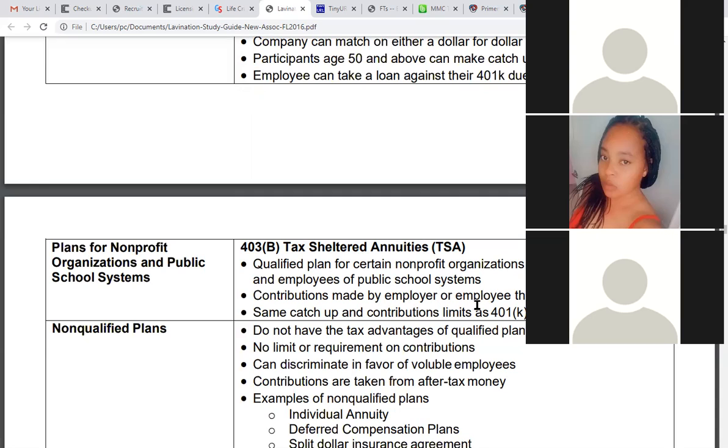Contributions are made by the employer or the employee through salary reduction. They also have a catch-up contribution, just like the 401k.